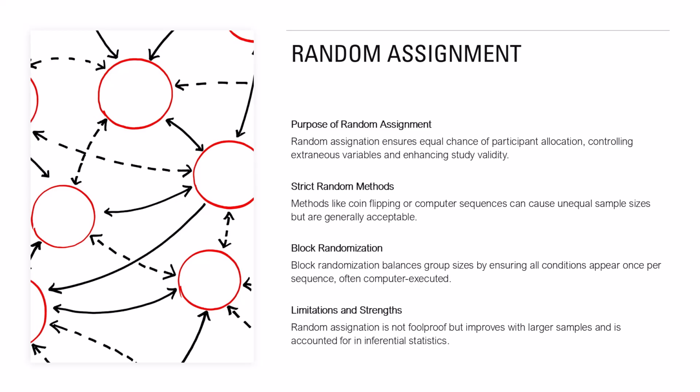Despite its strengths, random assignment is not foolproof. Chance variations can still lead to confounding variables. Nevertheless, its effectiveness increases with larger sample sizes, and inferential statistics account for its limitations. Random assignment remains a hallmark of robust experimental design, distinguishing it from other research methodologies.